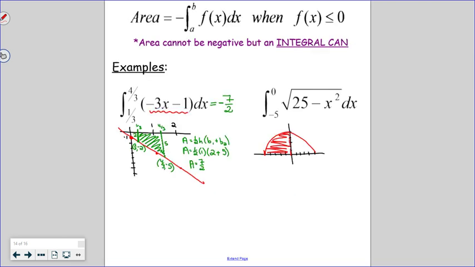Well, when I compare that to a full circle, that is only 1/4 of a full circle. So I take our circle area times 1/4, or divided by 4. Our radius is 5. 5 squared is 25 times pi times 1/4. 25 pi over 4. Questions on that?